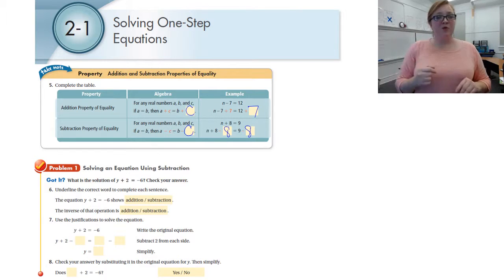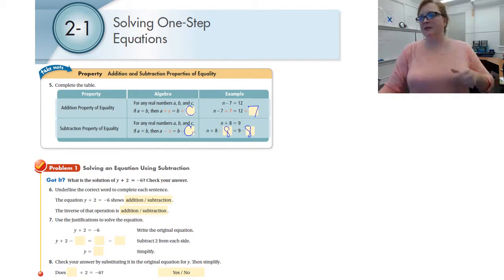Example problem number 1, solving an equation using subtraction. What is the solution of y plus 2 is equal to negative 6? Check your answer. Number 6, underline the correct word to complete each sentence. The equation y plus 2 equals negative 6 shows which one? Addition or subtraction? The correct answer is addition.